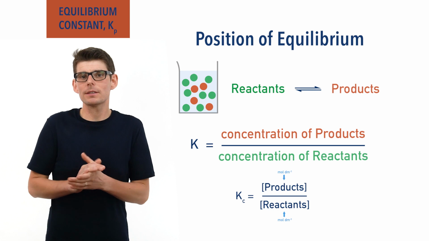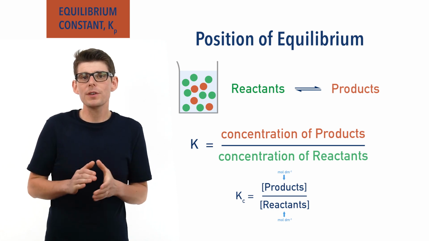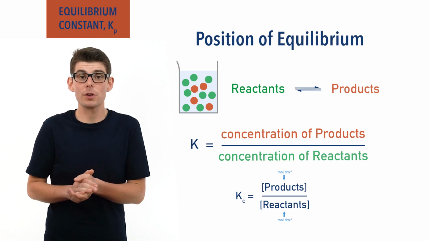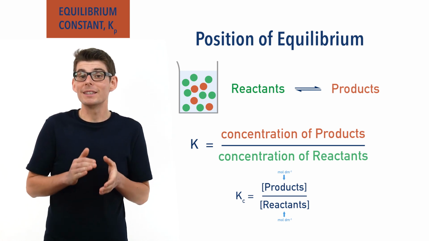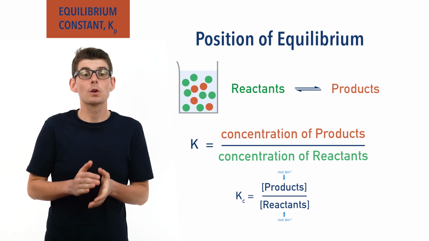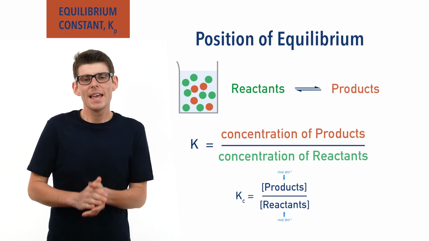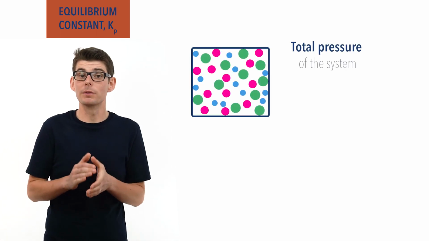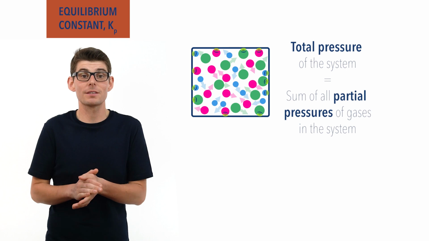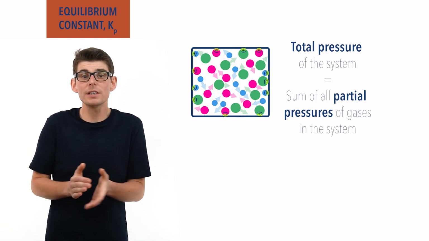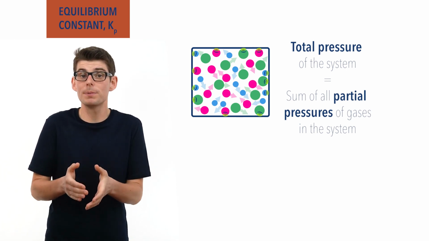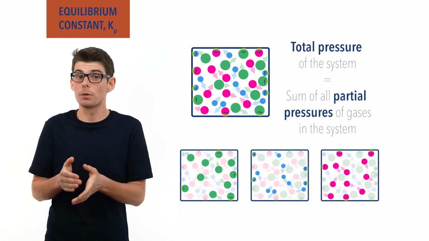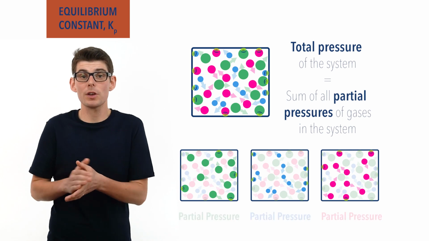For gas-based systems, however, we can also think about the amounts of products and reactants in terms of their partial pressures in the system, giving a different type of equilibrium constant called Kp. In a mixture of gases, the total pressure of the system is made up of the partial pressures of each gas type in the system. You can think of it as each gas contributing to the overall pressure of the system, and their individual contribution is called its partial pressure.